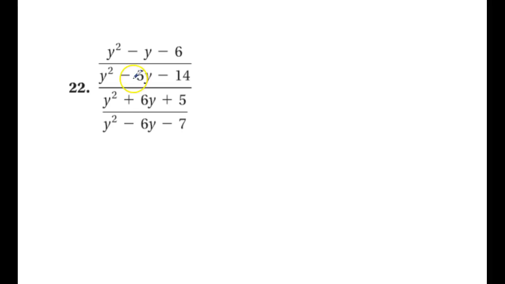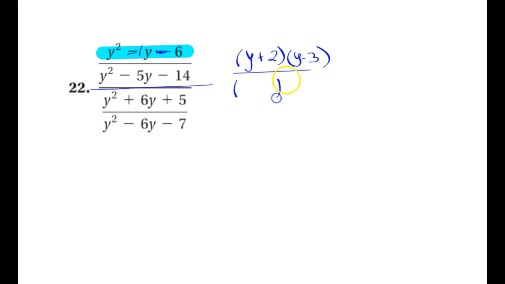If you see something complicated like this, I would definitely use method number 2. I would factor this thing. So factoring the numerator here, factors of 6 that differ by 1 are 2 and 3. Signs are going to be different. The larger term is negative, y plus y minus, divided by factors of 14 that differ by 5 are 7 and 2. Signs are going to be different. The larger term is negative.